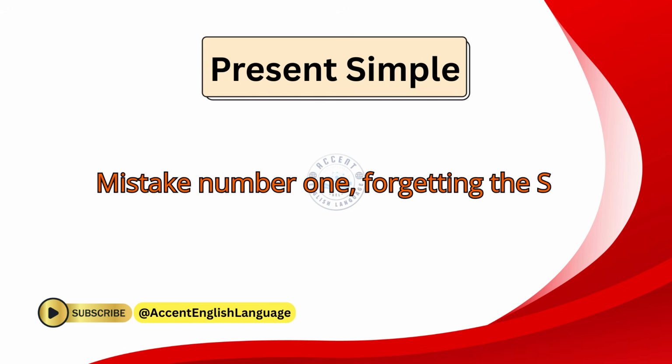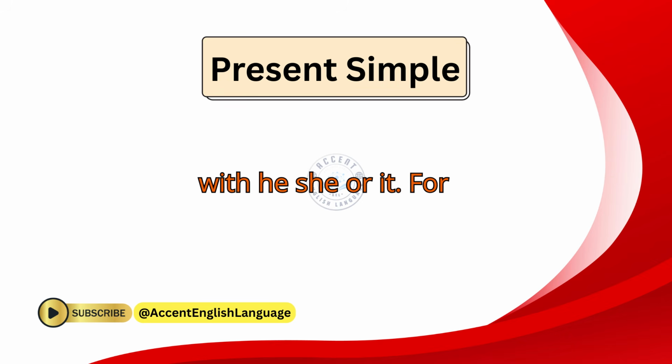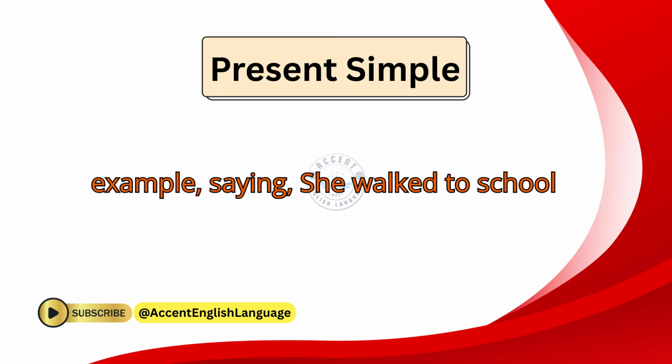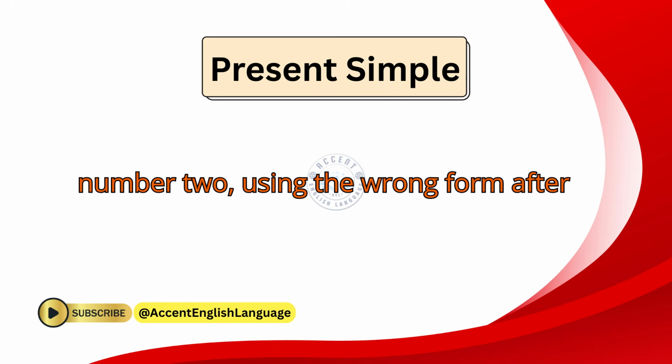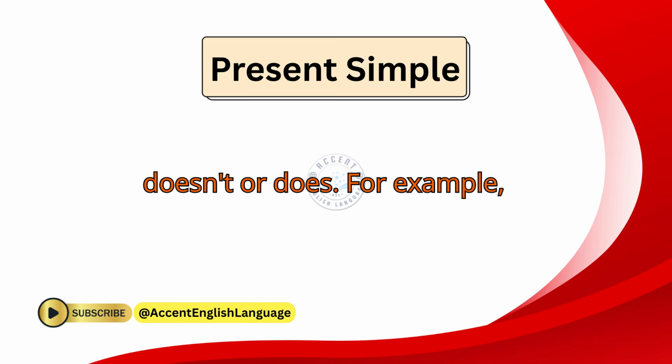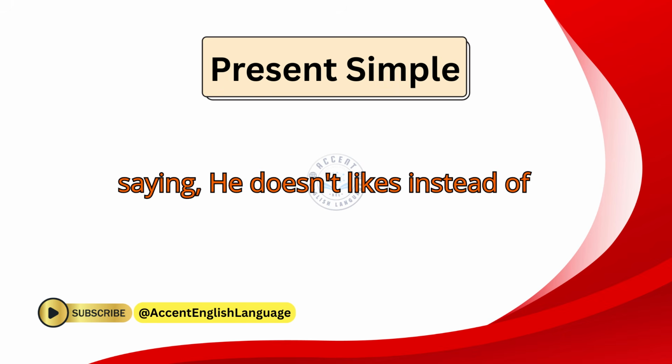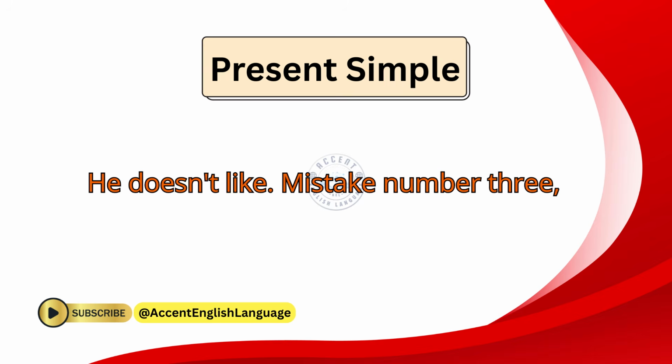Mistake number 1, forgetting the S with he, she, or it. For example, saying, she walked to school instead of she walks to school. Mistake number 2, using the wrong form after doesn't or does. For example, saying, he doesn't likes instead of he doesn't like.